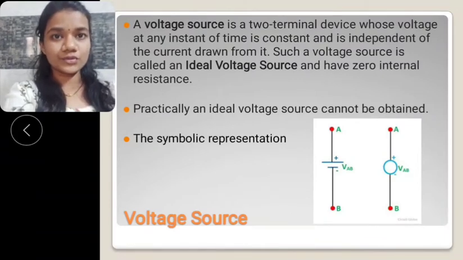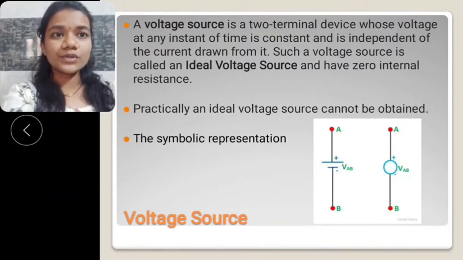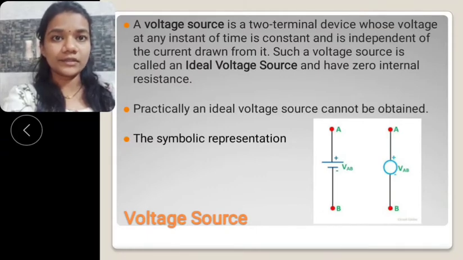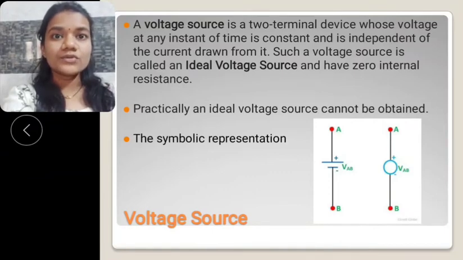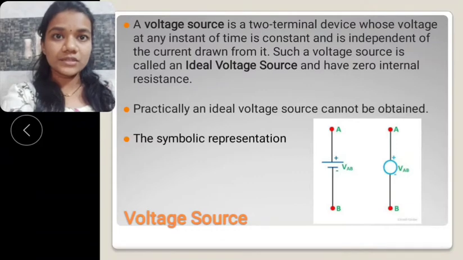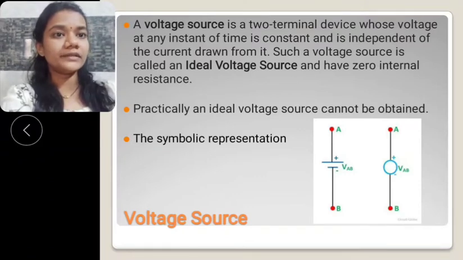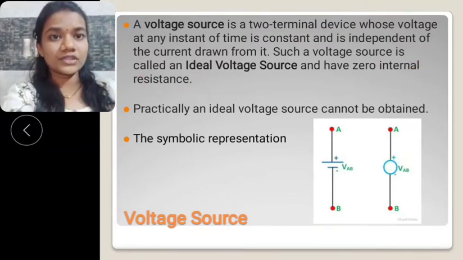The next is the voltage source. It is a two-terminal device whose voltage at any instant of time is constant, and it is independent of the current drawn from it. Like current sources, voltage sources also provide constant voltage independent of the current drawn from it. Such a voltage source is called an ideal voltage source, and it has zero internal resistance. This is the main thing: an ideal voltage source has zero internal resistance.